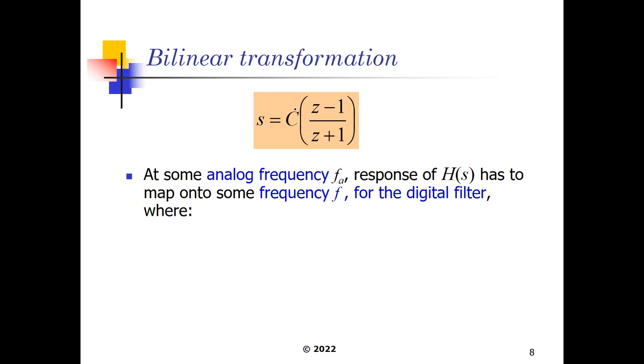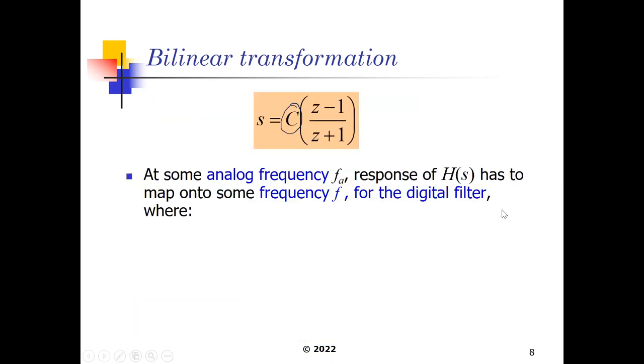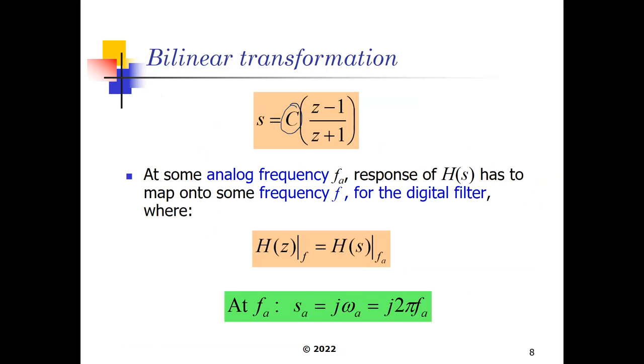We have to first figure out what C is. As I said, at some analog frequency FA, the response of H(s) has to map onto some frequency for the digital filter. That magnitude has to map onto my discrete filter here, into the digital domain. And because of how the transform is supposed to work, the entire response is supposed to follow as well. In other words, H(z) at some frequency F is supposed to be exactly equal to H(s) at some frequency F subscript A. Let's see how to get there now. We still have to figure out what on earth C is, how to calculate that.